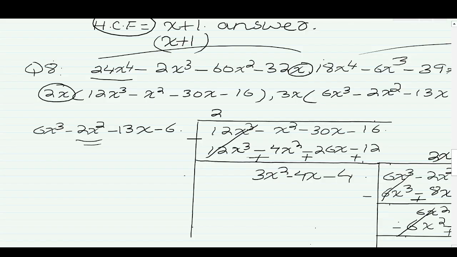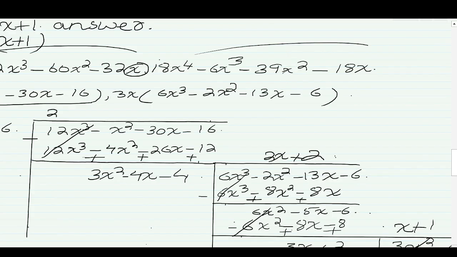After taking 2x as our common value, we're gonna divide all of these numbers by 2x. That results in this polynomial. So after removing the common value, this will be our new polynomial. And in the second polynomial, we have 18x power 4, 6x power 3, 39x square, and 18x. So we need to find the common between these four terms. So that is 3x. So all of these terms will get divided by 3x. So that leaves us with this polynomial.